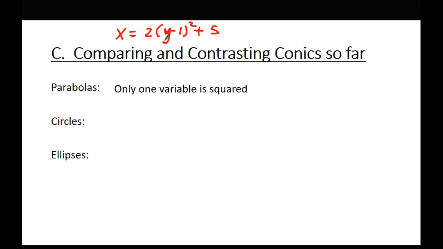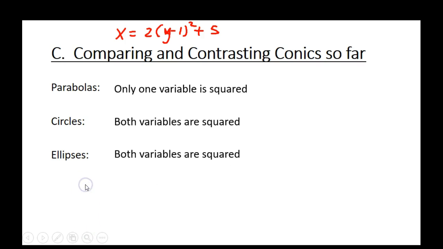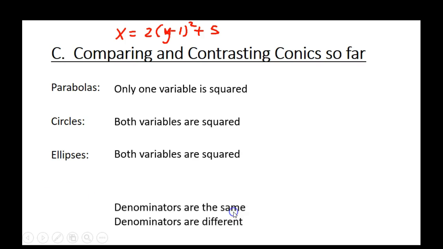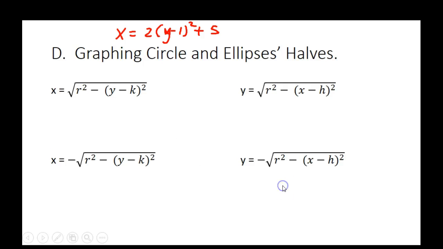Whereas when we're talking about circles and ellipses, in all the equations that we've been working with today, both variables are being squared. So for both circles and ellipses, both variables are being squared. Now, how can you tell the difference between circles and ellipses? With a circle, the denominators are the same. And with ellipses, the denominators are different.